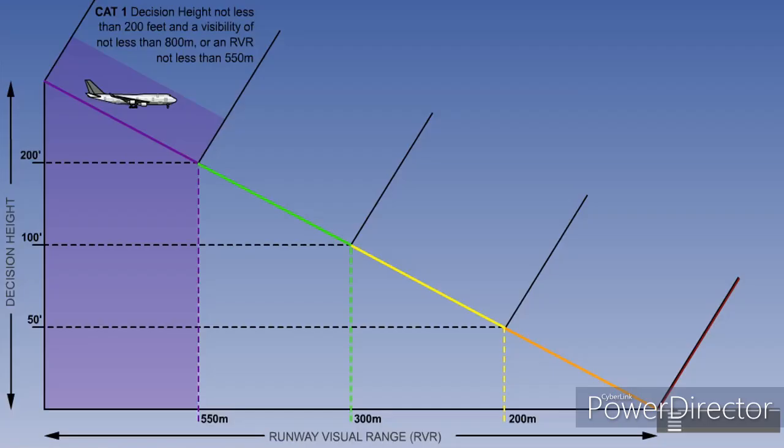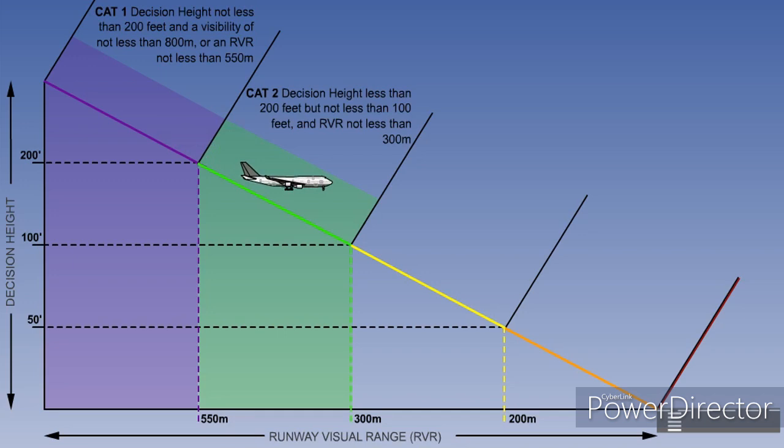ICAO low visibility operations are split into 3 categories, which are known as Category 1, Category 2 and Category 3. Category 1 is defined as a precision instrument approach and landing, with a decision height no lower than 200 feet and with a visibility of not less than 800 meters, or a runway visual range not less than 550 meters. The decision height is based on the barometric altimeter.